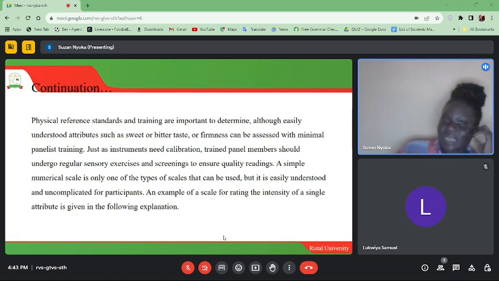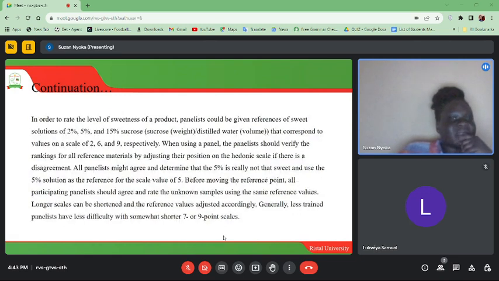These instruments need calibration. Trained panel members should undergo regular sensory exercise and screening. In order to rate the level of sweetness of a product, panelists could be given references of sweet solutions. That's just an example. They can be given these solutions, the ones that are 2% sweet, 5%, and 15%, that correspond to the values on a scale that is 2, 5, and 9 respectively.